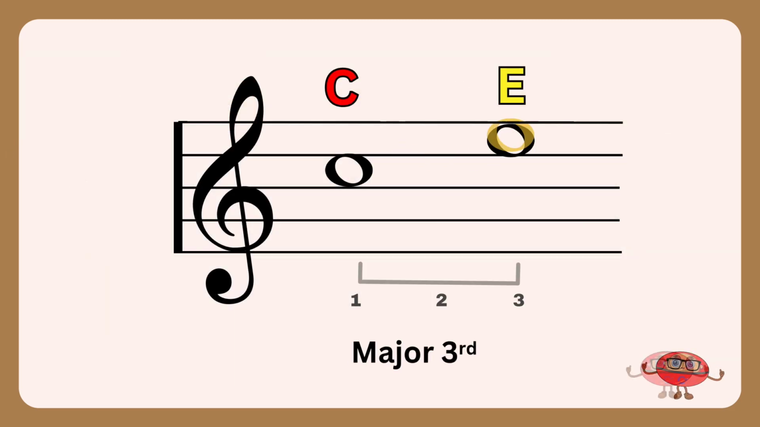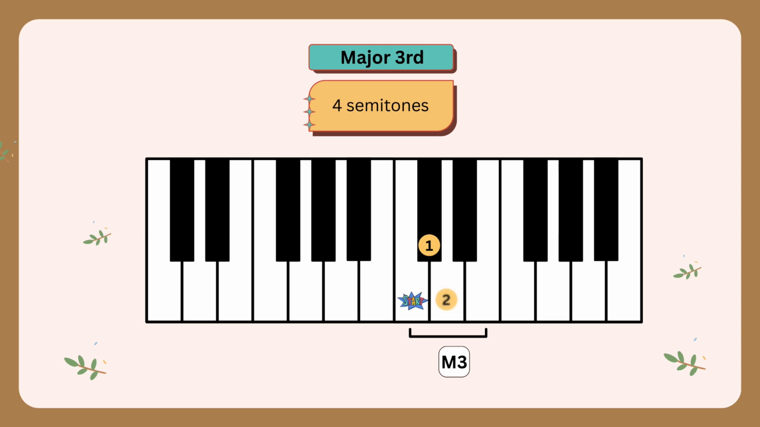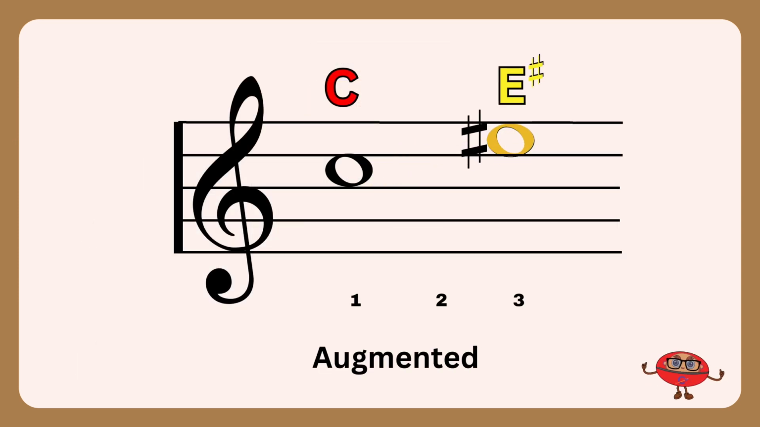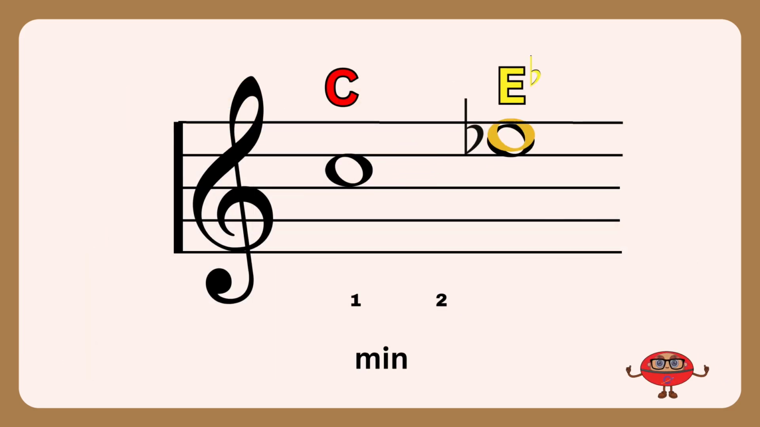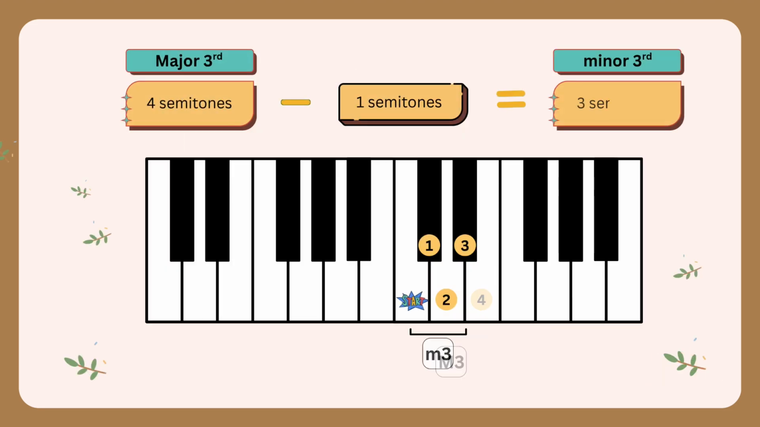Example: C to E is a major third. It spans 4 semitones. C to E sharp is an augmented third. Plus 1 semitone makes it 5 semitones. C to E flat is a minor third. Minus 1 semitone makes it 3 semitones.